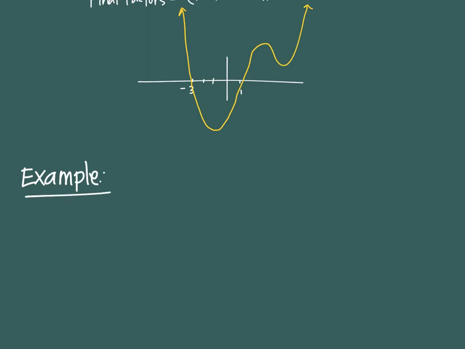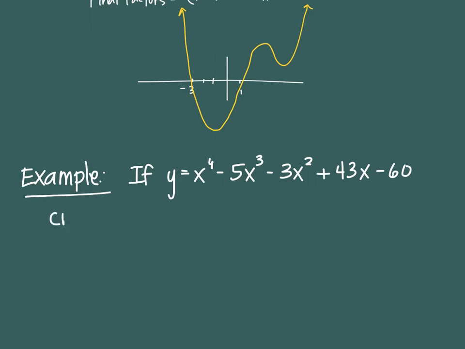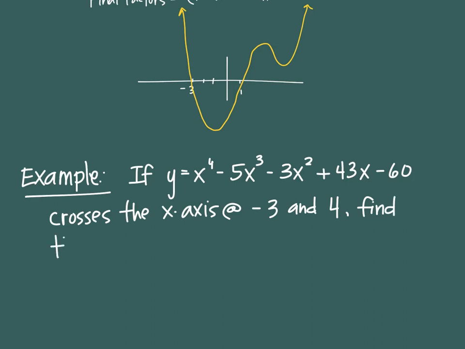Okay, so if y equals x to the 4th minus 5x to the 3rd minus 3x squared, 43x minus 60, crosses the x-axis nicely at -3 and 4. Find the other roots. Find the remaining roots.